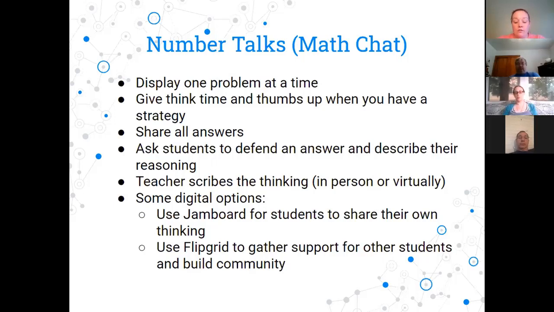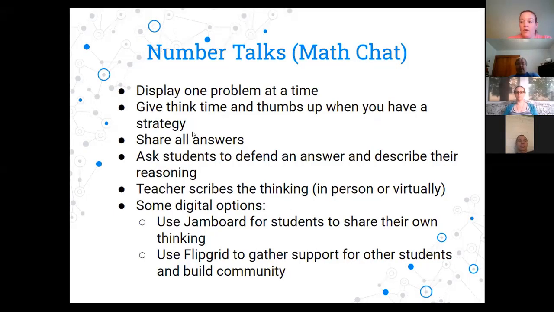They're going to share all answers, so I'm going to say, okay, who has an answer to this problem? Whatever answer they give, I take. And then I ask, who can defend one of these answers? Hopefully after the turn and talk, somebody is able to defend one of the responses. Then they have to describe their reasoning, and you're looking for the different representations students have and understanding what the purpose of the number talk is, because some of them are breaking things down for the lesson that's coming, and others are trying to point out a specific strategy that they will use in the lesson.